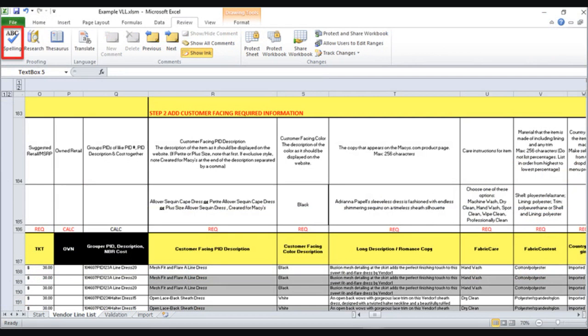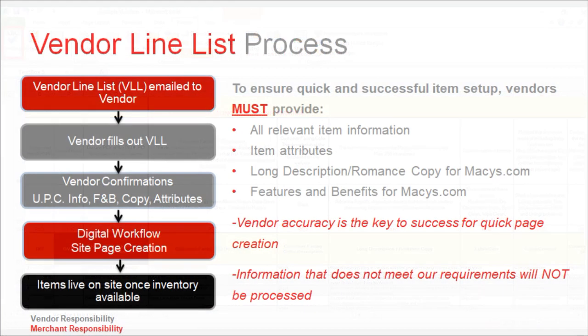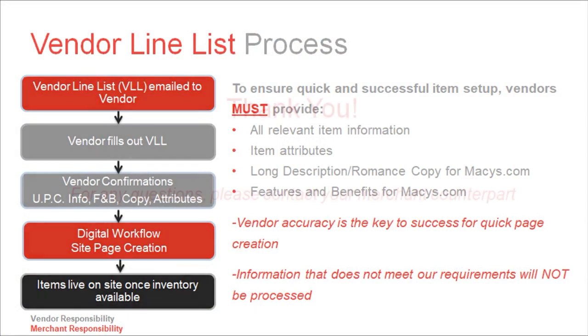Lastly, make sure to run spell check for all customer-facing information in Step 2 and Step 3. Once again, this data will populate to the website exactly as written, so validate that everything is spelled correctly and is grammatically correct. After all information is complete, correct, and validated, you may return the VLL to your Macy's merchant partner, allowing them to create pages and make your items available to sell on Macys.com.